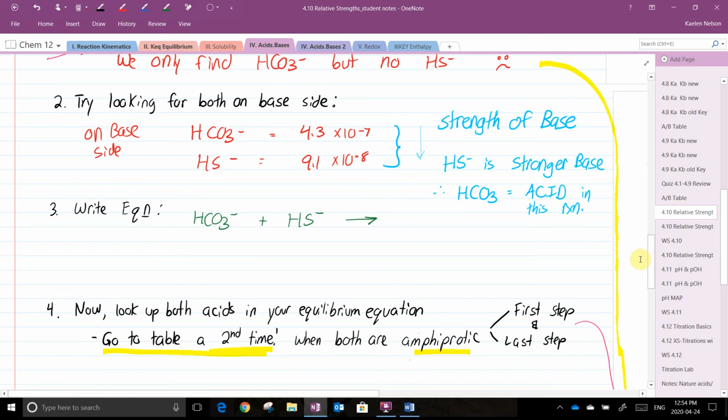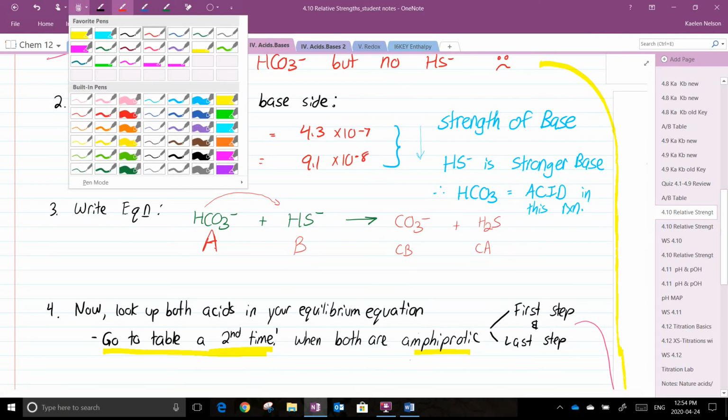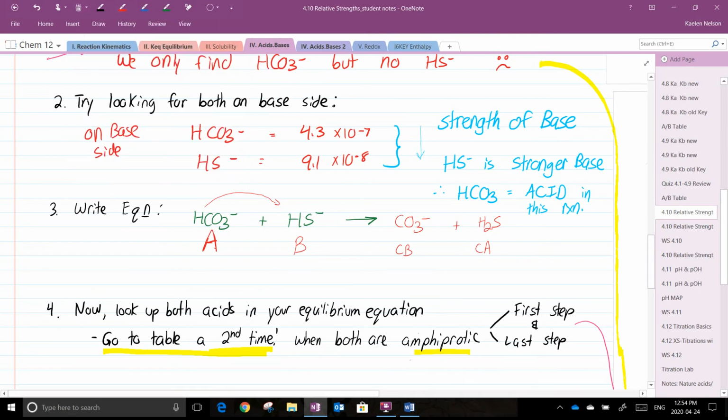And we're going to write the ending of our equation. So I just determined that HCO3 would be the acid by looking at my table, which makes HS the base. I'm going to donate my proton this way, so I will have CO3 minus as my conjugate base, and H2S as my conjugate acid. Okay, and then again, we're going to go back to the table a second time.